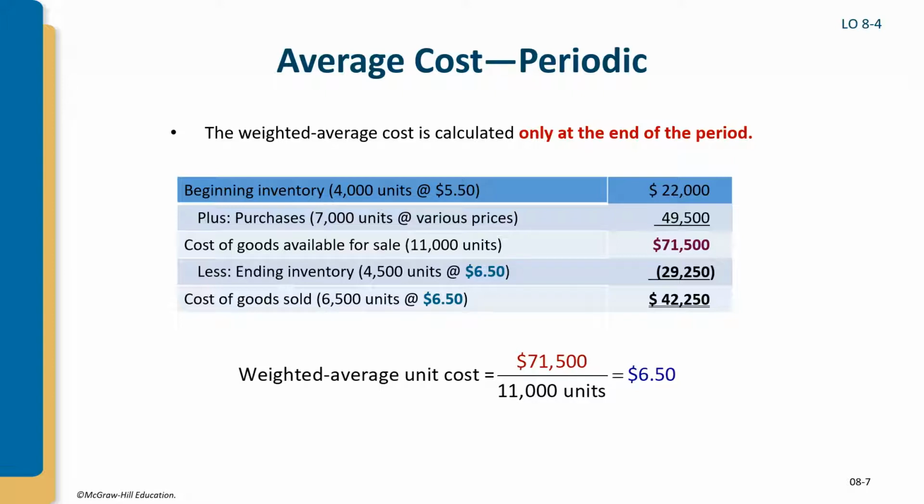So when we're doing our journal entry for the periodic system, we would debit inventory. So you could write this down if you're following me. Debit inventory, $29,250. Credit inventory, $22,000. Credit purchases, $49,500. And debit cost of goods sold, $42,250. So this is how we find the dollar values for that journal entry. We only determine the average cost in the periodic system at the end of the period once by that calculation.